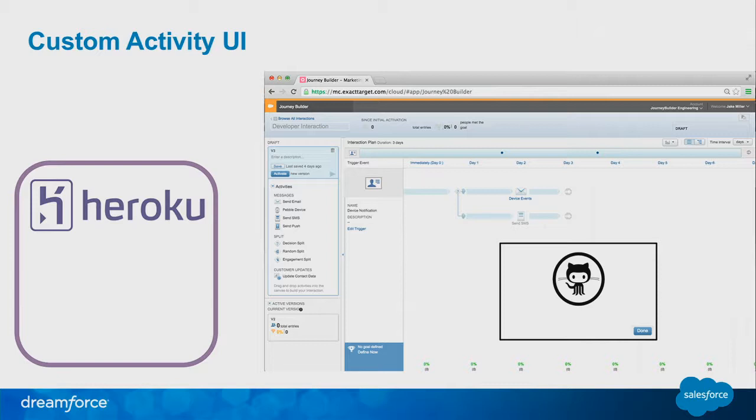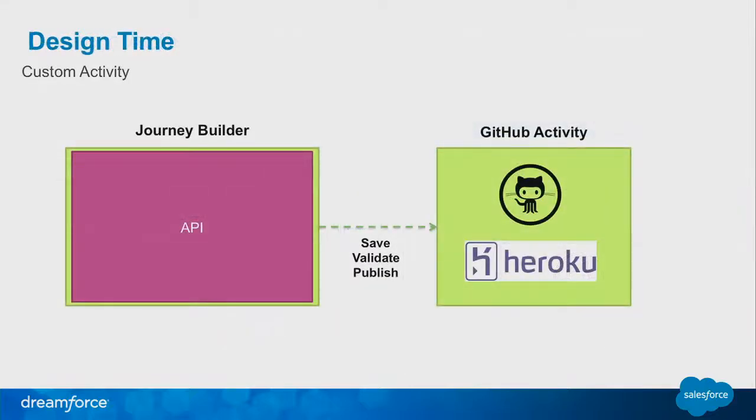Then the user hits done. Now that's not the same as the user clicking save. They've clicked done, the configuration is ready. And then when they click save on that interaction, what we're going to do is post to an endpoint. So you'll have a save, a validate, and a publish endpoint.